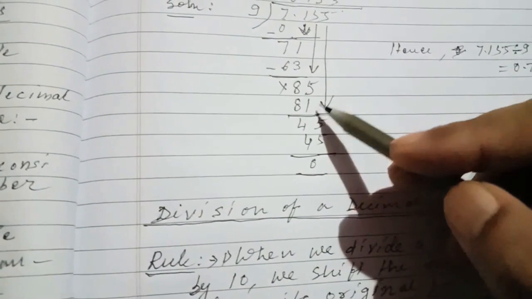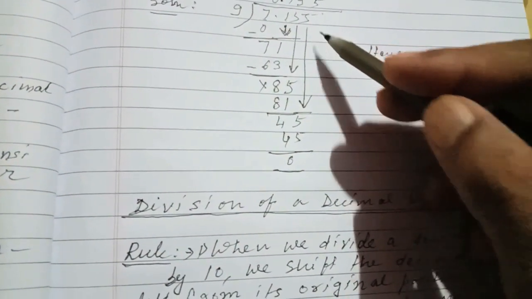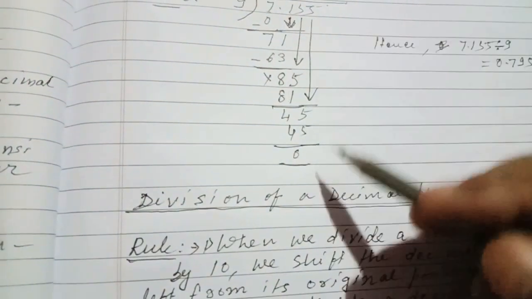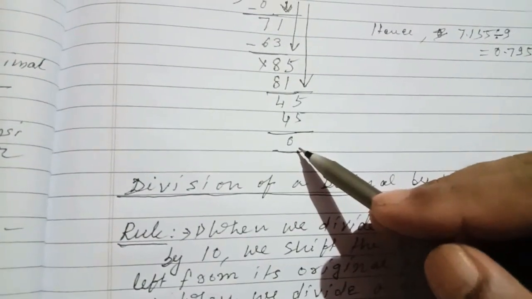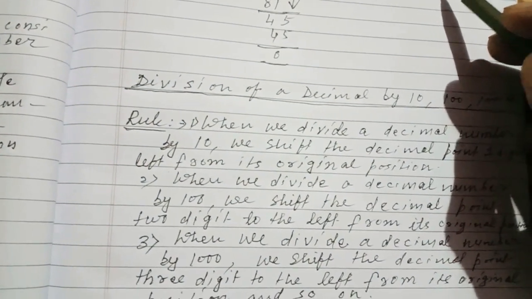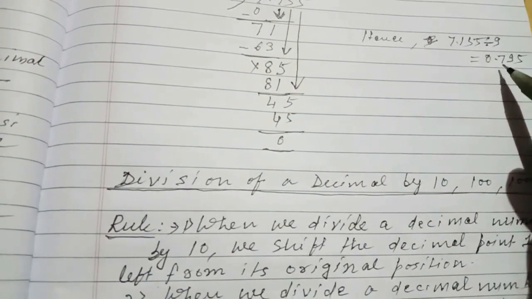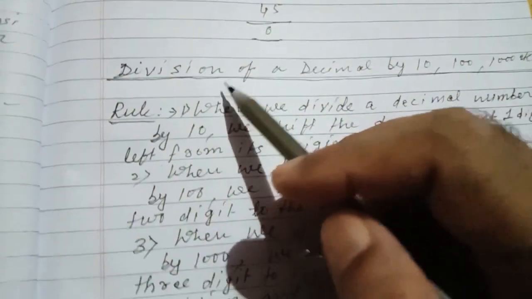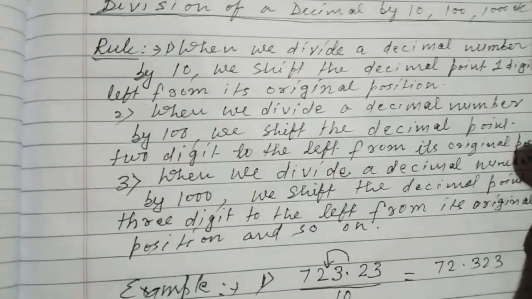Subtracting 81 from 85, we will get 4, and we will put down the third digit, that is 5, after the decimal point, and it will become 45. So 9 times 5 is 45. On subtracting 45 from 45, we will get 0. So we can say that 7.155 divided by 9 is equal to 0.795.